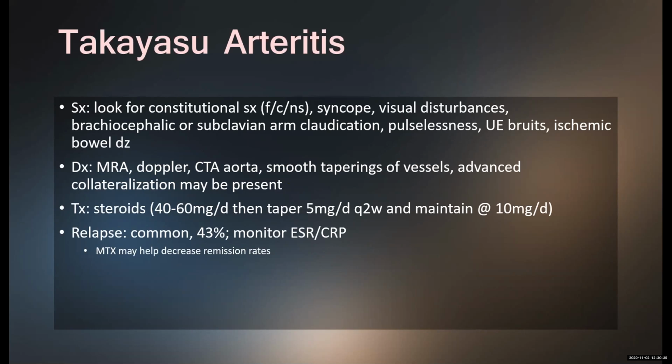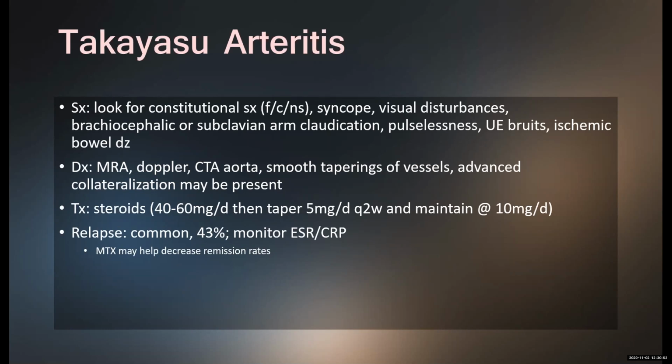On physical exam, you'll look for the claudication, the changes in pulse or lack of pulses in one extremity versus the other, some bruits that you auscultate with the bell on the subclavian fossa, and they might even present with ischemic bowel disease.